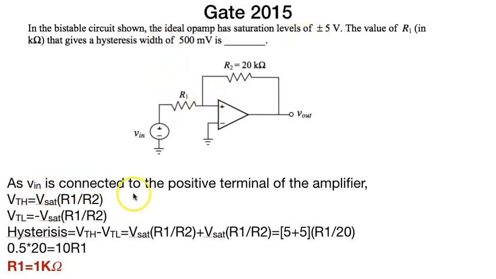They have given the hysteresis width, and they want to know the value of R. As Vin is connected to the positive terminal, VTH is Vset R1 by R2, and VTL is minus Vset R1 by R2. Hysteresis is VTH minus VTL. We add up both the equations, and on solving we get R1 equals 1 kilo.